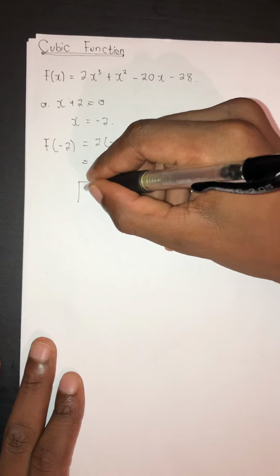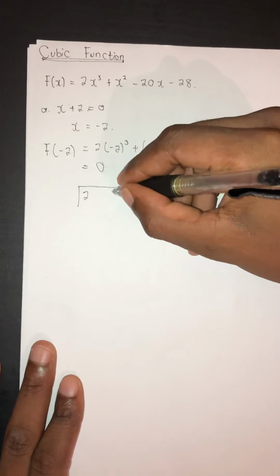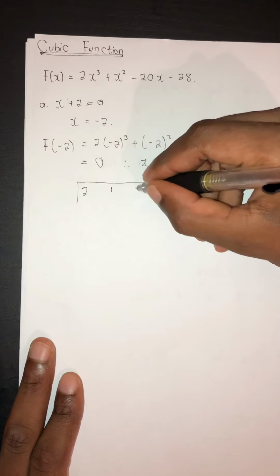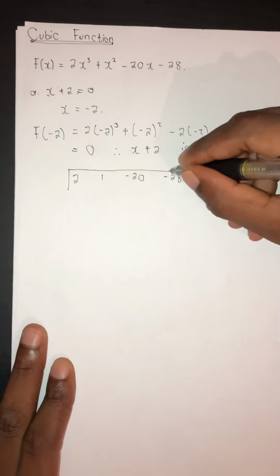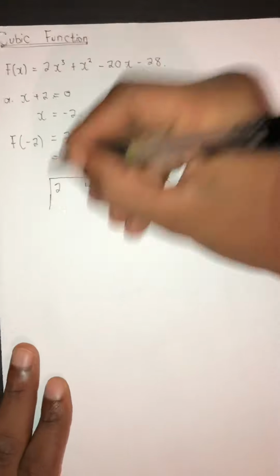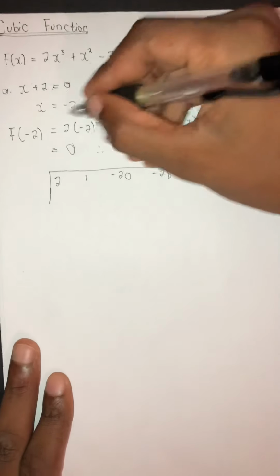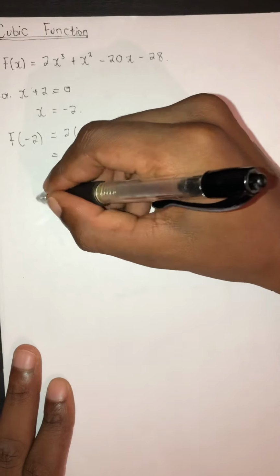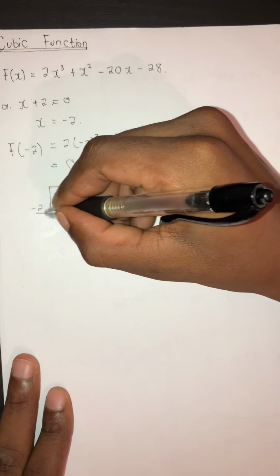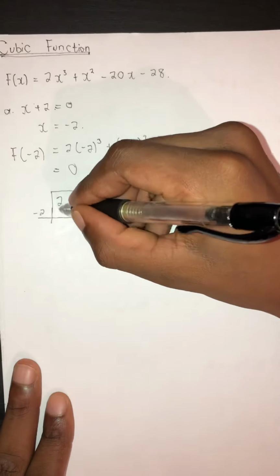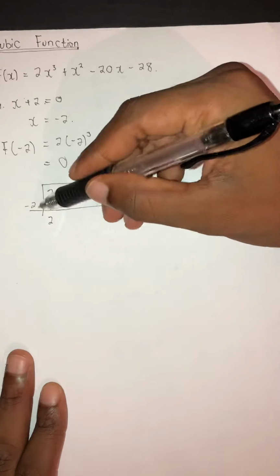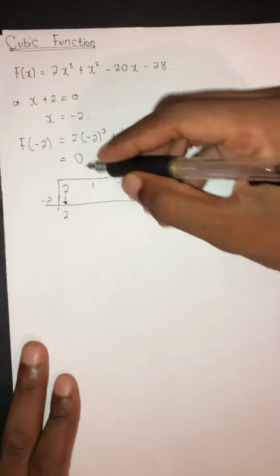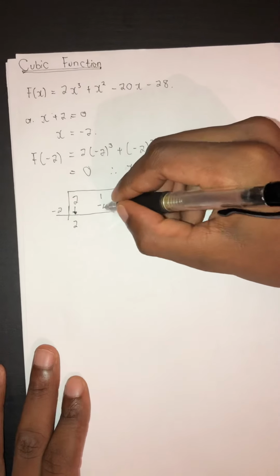So I'll take the 2, the 1, negative 20, negative 28. And I take the x plus 2 here, so I take negative 2. Then the first thing that I do, I drop the first value here, which is 2. Then I multiply the negative 2 with the 2. The answer, I write it here: negative 4.